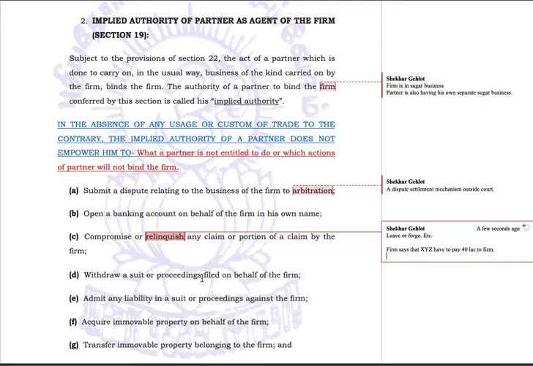Withdraw a suit or proceedings filed on behalf of the firm. There is a case or proceeding in a court of law which the firm has to file. He alone cannot file it in his own name. On behalf of the firm, he cannot do so. He cannot withdraw it. There is a suit pending, a case going on. He cannot go to the court and say that we wish to withdraw the case, we do not want to proceed with the case. No, the firm can do so, he cannot do so.